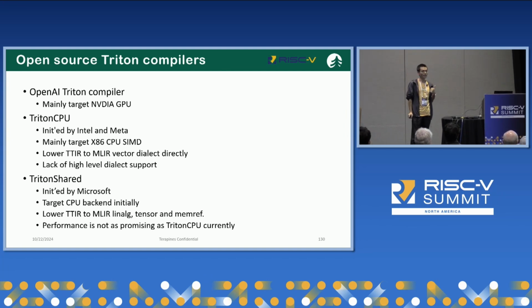It was initiated by Microsoft. It targets the CPU backend initially. So Triton Shared is more generic than Triton CPU, as it lowers Triton IR into the MLIR Linalg dialect. The Linalg dialect is target neutral, and it is designed for linear algebra transformation and optimizations. But the performance of Triton Shared is not as promising as Triton CPU currently. Yeah. So those are the three compilers I have investigated.